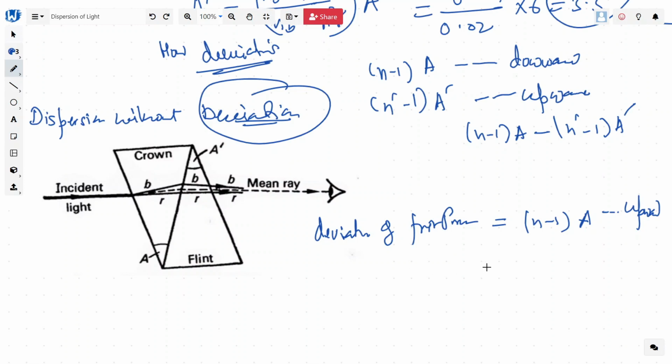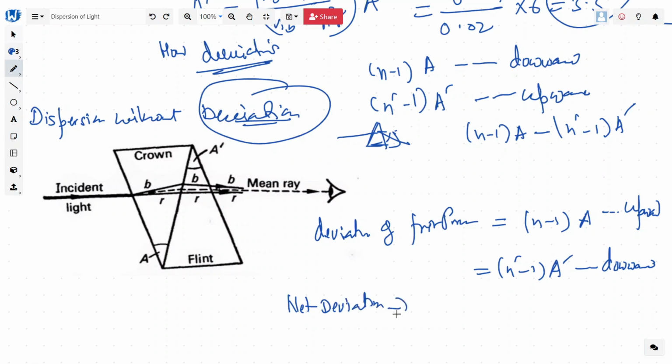And the deviation from the second prism is going to be (n dash minus 1) into A dash, because a prism like this is going to be in the downward direction, right? The prism is like this, the ray of light is coming, so it deviates like this. So it is downward for this one, and upward for the other one, no doubt. So net deviation, we want it to be 0. Hence these two have to be equal, so (n minus 1) into A has to be equal to (n dash minus 1) A dash, right?